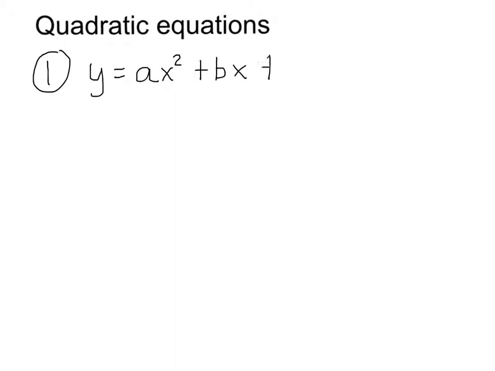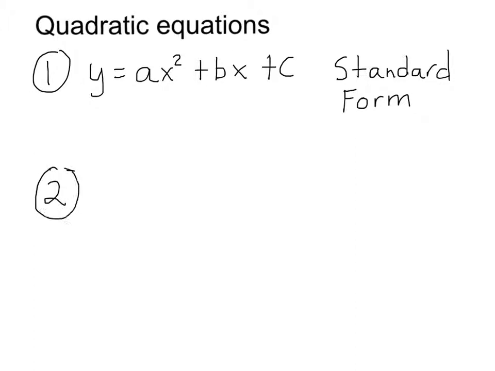plus c, and this is called standard form. Some people call it standard polynomial form. Okay, so that's the first form, and then the second form, what we're going to look at some today, is not hard. It's called vertex form.